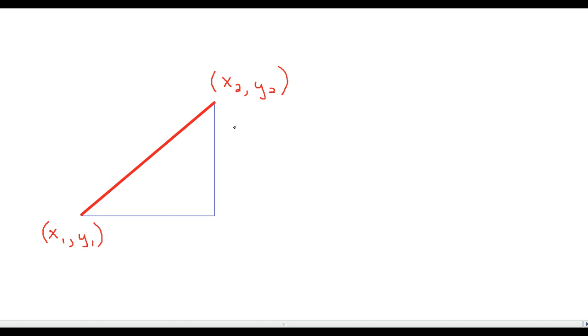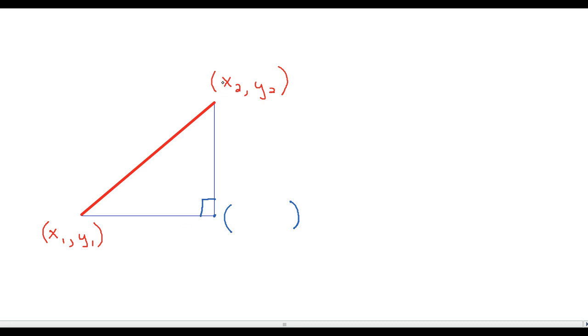Okay, I want to look at the general case. If I have 2 points, (x1, y1) and (x2, y2), and I want to find the distance between them, I'm going to make a right triangle. And in this right triangle, I'm going to find the coordinates of this point right here, so that I can use that point to find my two legs.